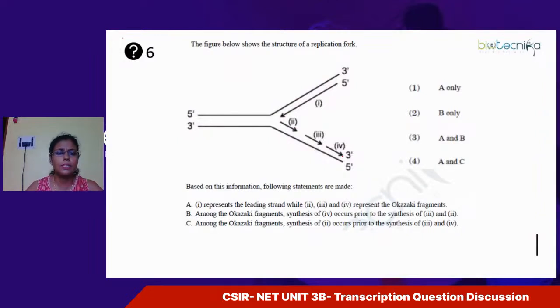So now question number 6, and as I told you, this is a question from the revision part, from what we had discussed in the last class. If you have revised, if you have studied, then you should be able to answer this question. Come on, this is very easy. This is a question from replication. Again, after this, we will shift to transcription.